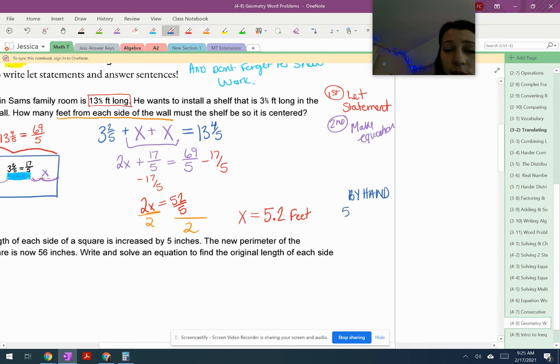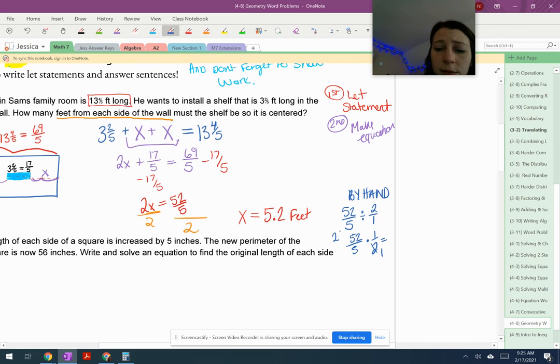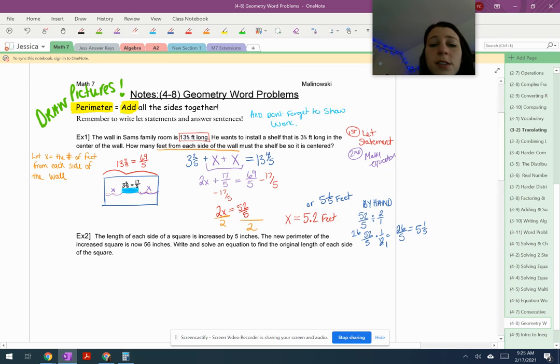Or if you're wanting to do this by hand, you would take your 52/5, we're dividing it by 2 over 1. Good old school fraction division, keep change flip. 2 goes into 2 once, 2 goes into 52, 52 divided by 2, 26 times. 26 over 5, which is 5 1/5. Or 5 1/5 feet.